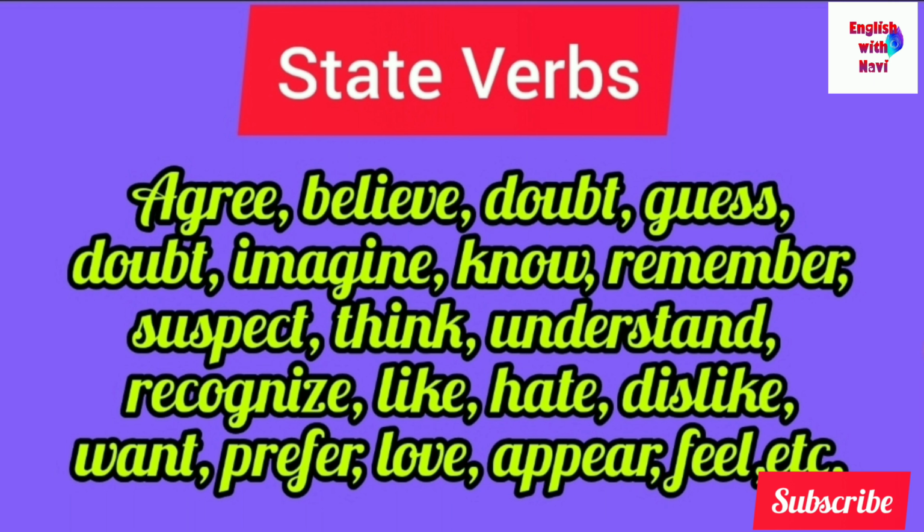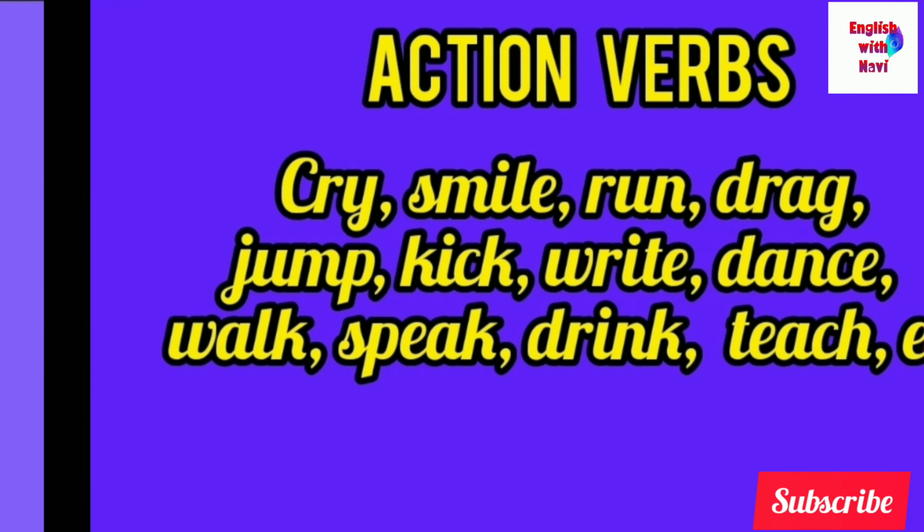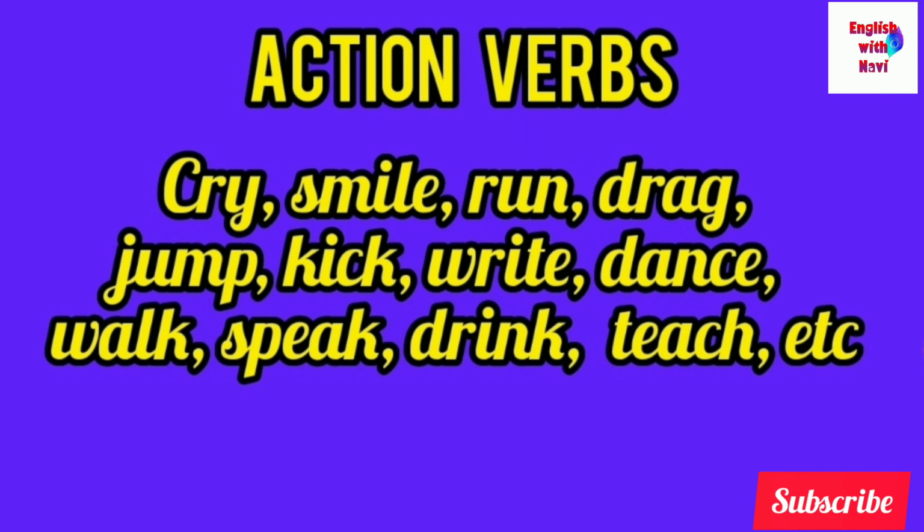Agree, believe, doubt, guess, imagine, know, remember, suspect, think, understand, recognize, like, hate, dislike, want, prefer, love, appear, feel, etc. So these are all state verbs. What is the main difference between state verbs and action verbs? The difference is very simple. We can add ing forms only to the action verbs.